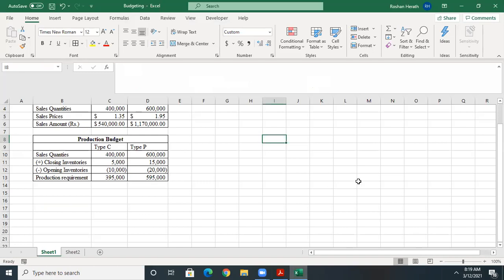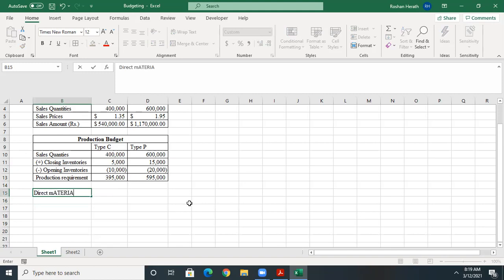When it comes to this direct material budget, first you are going to work out the direct material usage budget. For this production, how many direct materials are required? That's what we call the direct material usage. Depending on that, you would decide how many materials to be purchased, and that is the direct material purchase budget. Okay, let's start with the direct material usage budget.